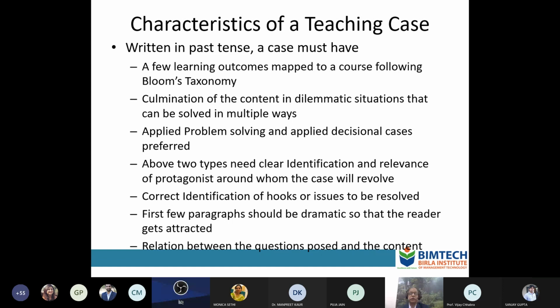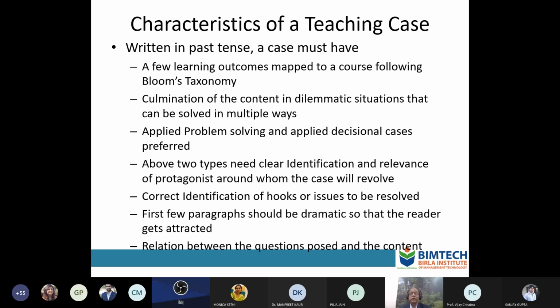Why? Because the students can relate with the protagonist while taking decisions or while discussing the possible causes of the problem or the possible remedies. They feel as if they are taking the decision on behalf of that protagonist. That is why a protagonist is a must. Otherwise, there are many other types of cases where protagonists need not be there. Even for a research case, a protagonist need not be there.